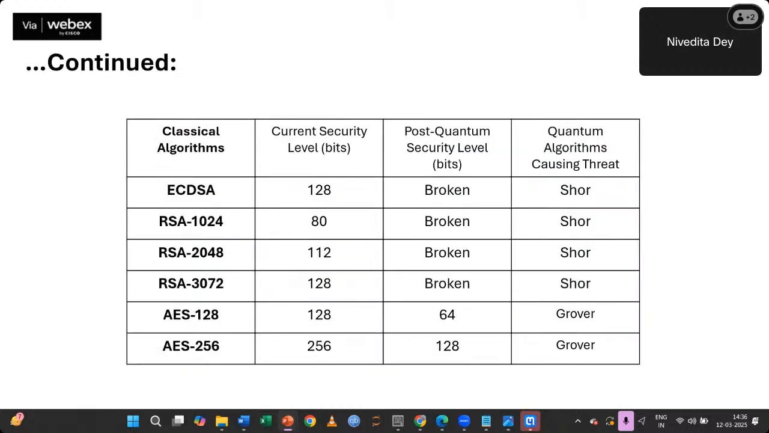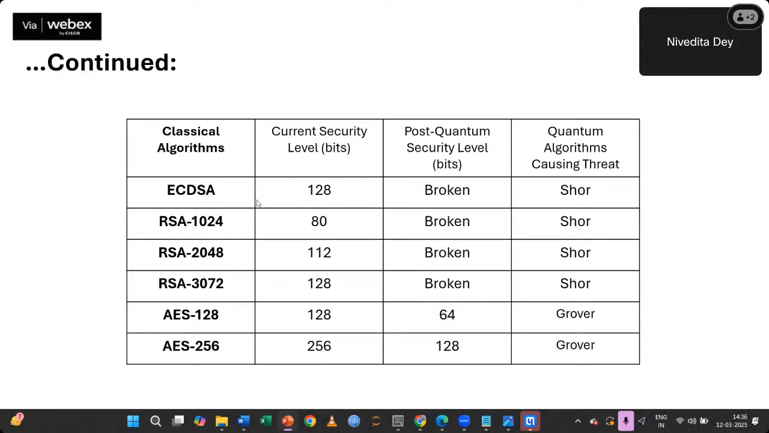Now, this is for the asymmetric keys, where we have ECDSA, the elliptic curve digital signature algorithm, and RSA. The last two are not asymmetric, the last two are symmetric, AES 128 and 256. So it's kind of a mix-up, please keep it in mind. Only the first four are based on the asymmetric ones.